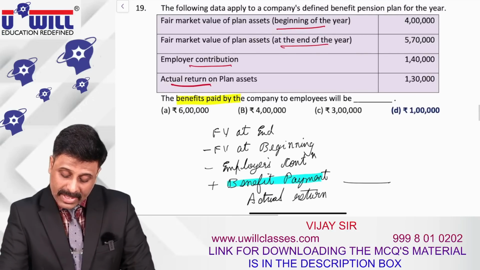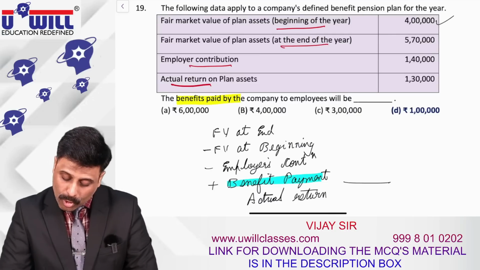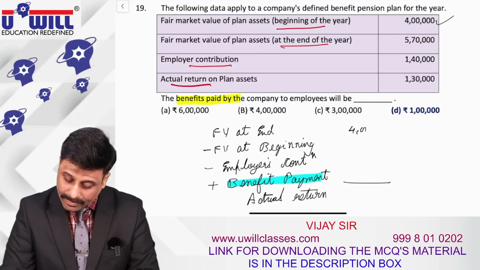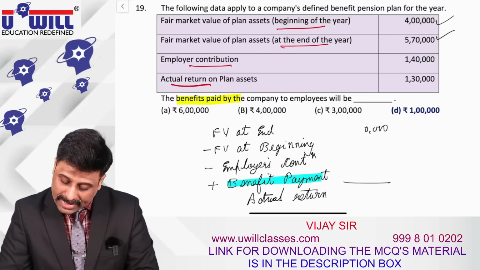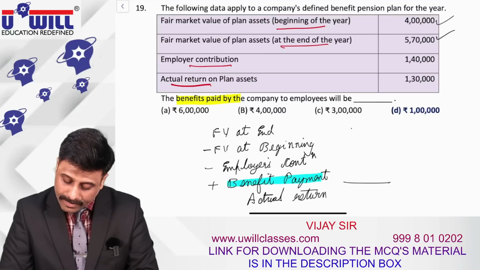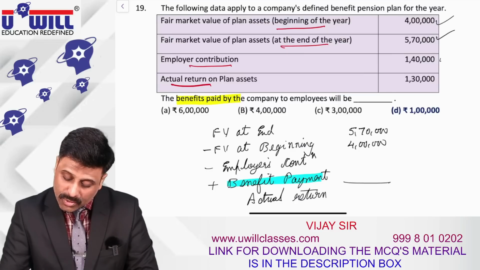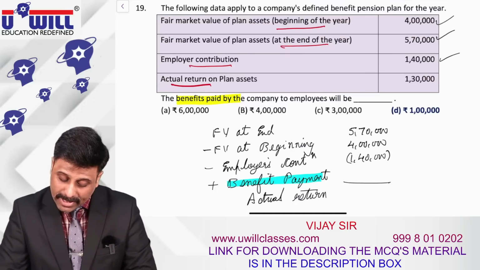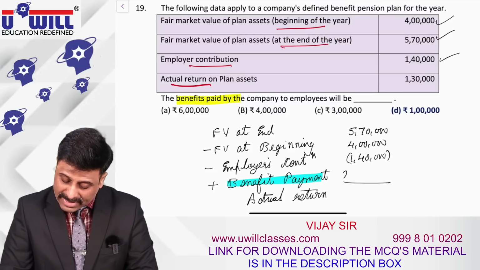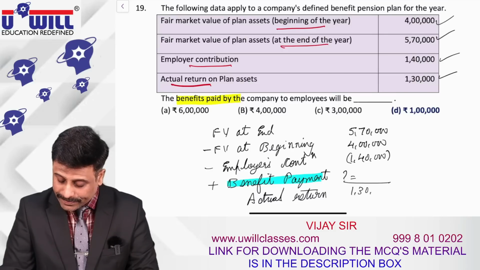Let's put the values. See, very first you are given with fair market value at the end is how much? 4 lakhs. Minus beginning is, end is 5,70,000 and beginning is 4 lakhs. Employer's contribution is 1,40,000. You have to minus normally. And benefit payments are missing. This is what we have to find. Actual return answer is given as 1,30,000.